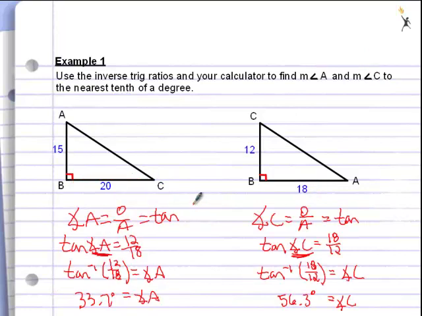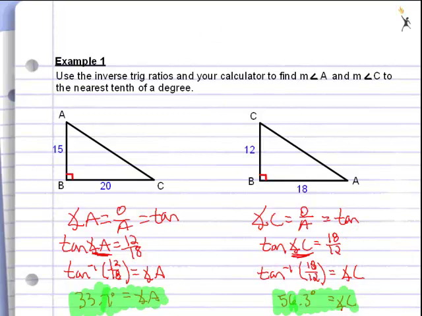Okay, hopefully you had enough time to solve for the measure of angle A and the measure of angle C. Now you can see my work here. I found angle A to be 33.7 degrees and angle C to be 56.3 degrees. If you didn't get this, pay attention and make sure you understand how to solve for the angles in a triangle. If you did get this, good job. You can fast forward to the guided practice and see if you can get those 3 problems correct.